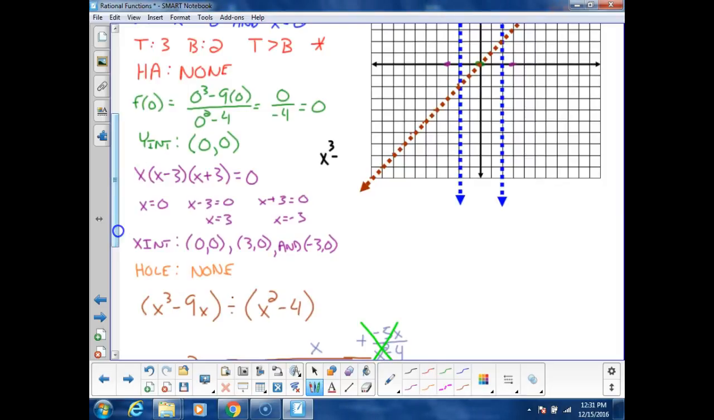The function was x cubed minus 9x all over x squared minus 4. All right, so let's go 3, 4, negative 4, and negative 10. If I put negative 4 in there, negative 4 cubed is negative 64 minus negative 36, so plus 36. So that's going to be negative 28 over 12, which is negative 2.3 repeating.